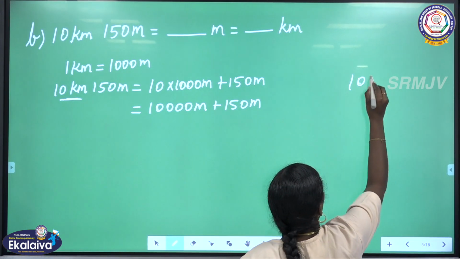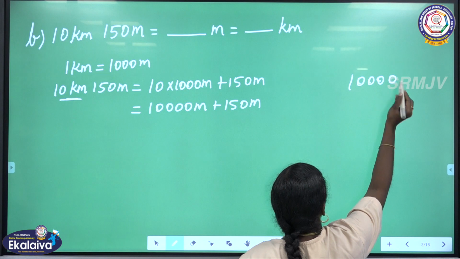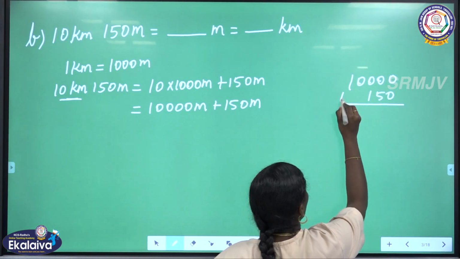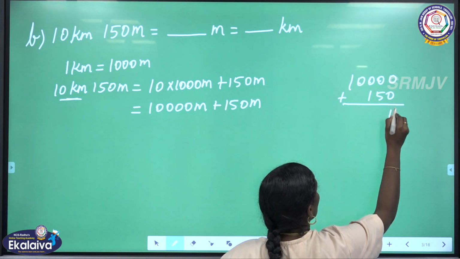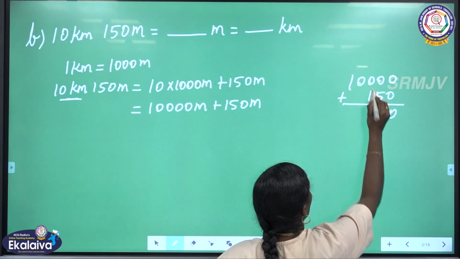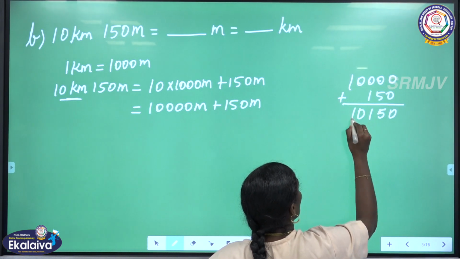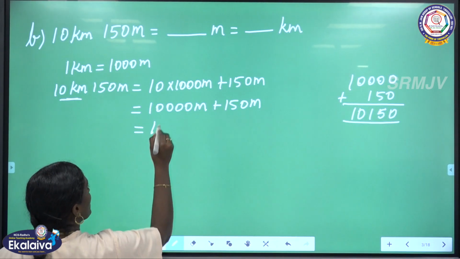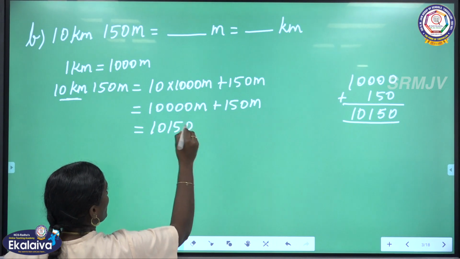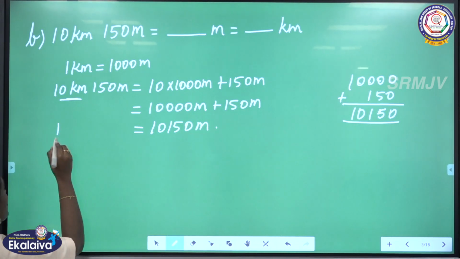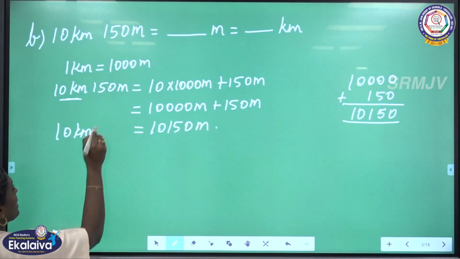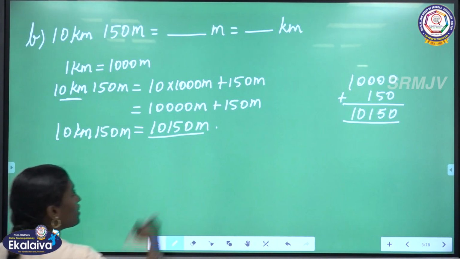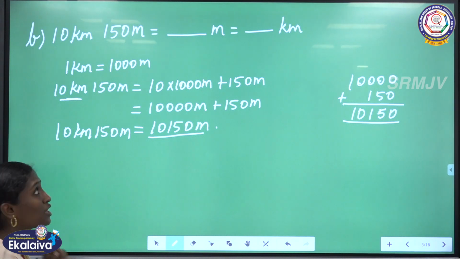Here 10,000 is a 5-digit number and 150 is a 3-digit number. We have to arrange it properly. Here 0, 0 plus 5, 5, 0 plus 1, 1, 0, 1. Here 10,150 meter. This is 10 kilometer and 150 meter is equal to 10,150 meter. Now we got the answer in meter.